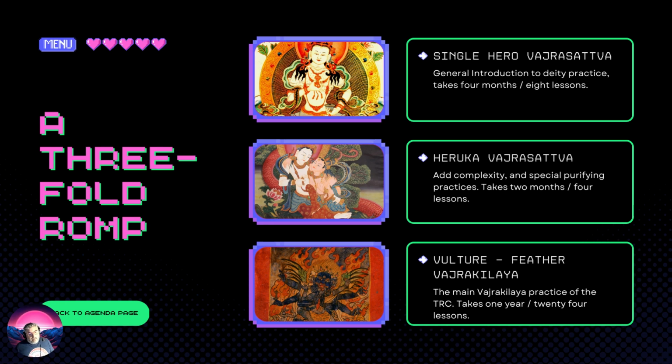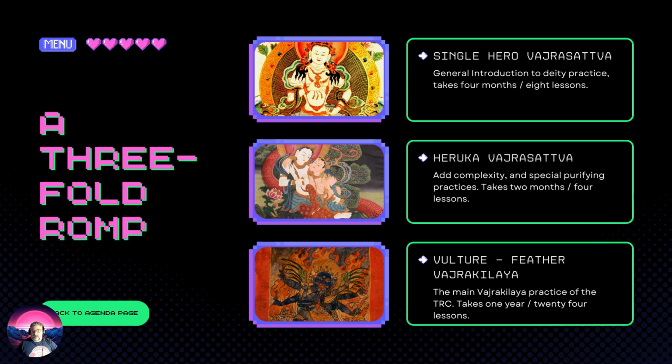We start first with single hero Vajrasattva. We're going to do 2 lessons a month because they're going to be meatier, they're going to be longer, and you need to have more time to practice. So this goes for 4 months. This teaches you the basics of Vajra practice, and also this is a mantra and practice that appears in almost any sadhana, at least in the purification part. So you're going to be very well served by learning it.